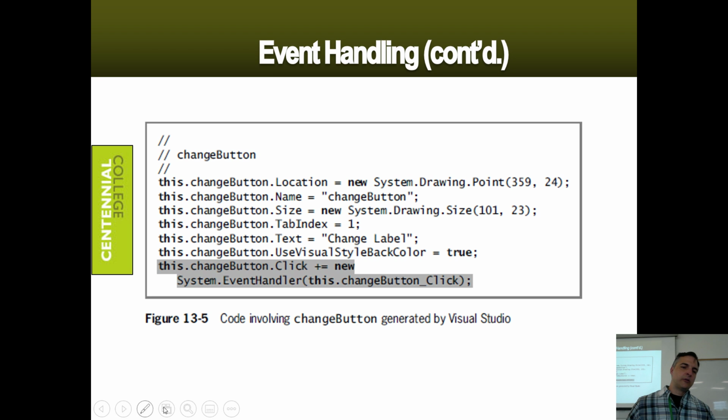And notice the plus equal sign. The plus equal sign allows us to add one or more event handler types. An event handler is just a delegate type, right? To the click event listener, one or more.